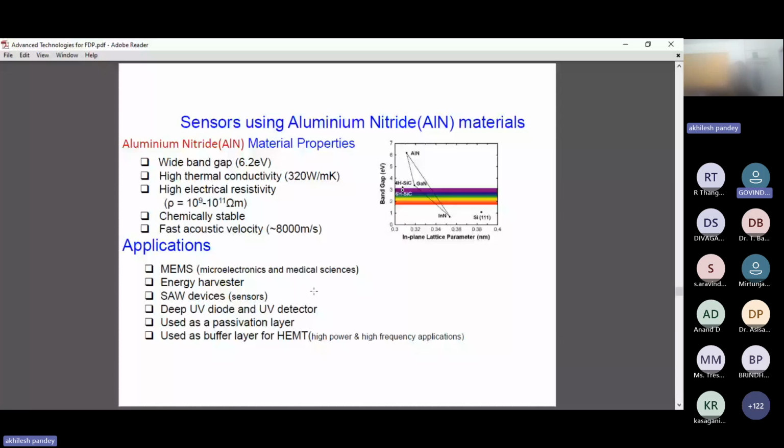Some of the work which I did, I would like to explain. One of my students worked in this area. The basic applications are MEMS, microelectronics and medical sciences. It can be used as an energy harvester also.